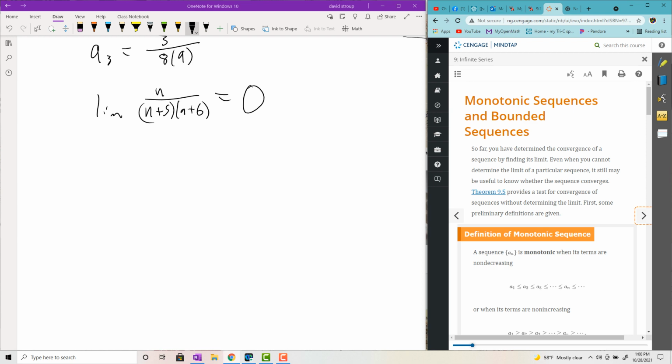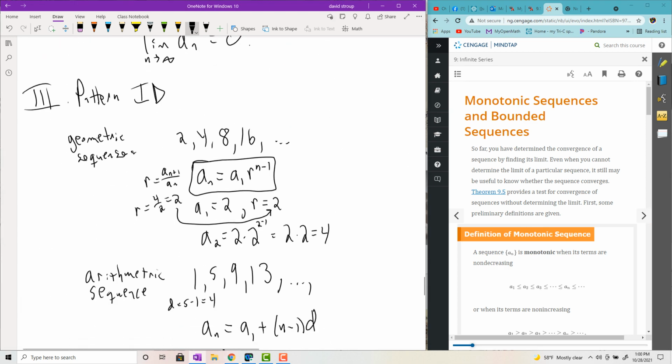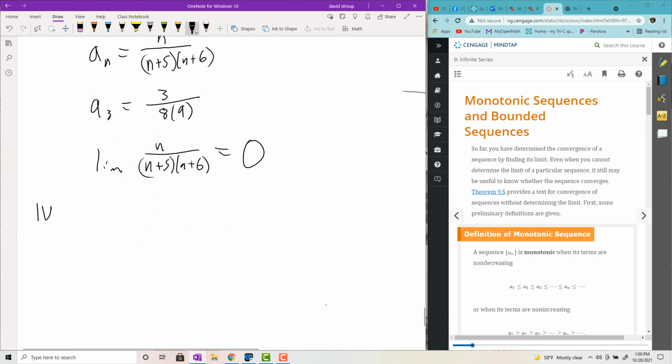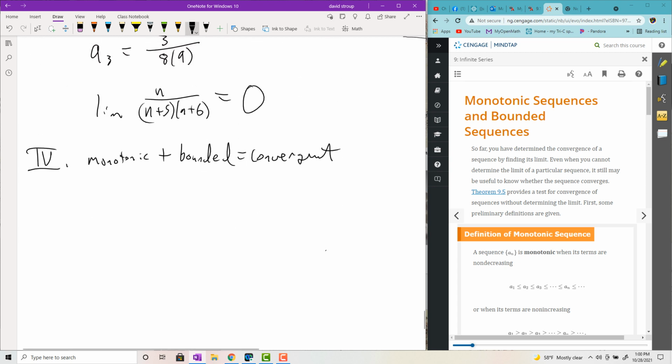So let me make a new section here in my notes, section 4. If a sequence is monotonic and bounded, it is convergent. It kind of makes intuitive sense, but the actual proof of it is not intuitive. What I mean by monotonic is that it's strictly going up or strictly going down. So you have a sequence that is going up and it's bounded above, so it never goes above this line.